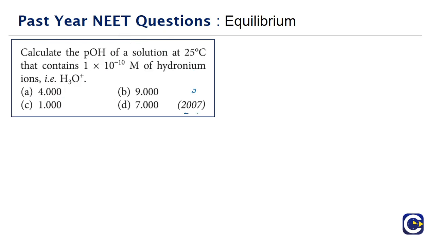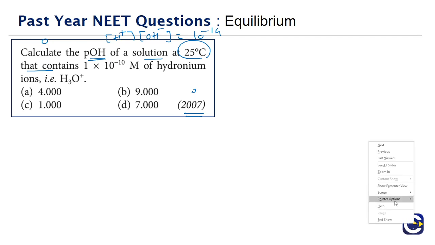Next we have another question that has come in the 2007 paper. Calculate the pOH value of a solution at 25 degrees centigrade, meaning the normal temperature conditions, where the concentration of H plus into concentration of OH minus will be equal to what? 10 power minus 14. The H plus ion concentration into OH minus ion concentration will be 10 to the power of minus 14.